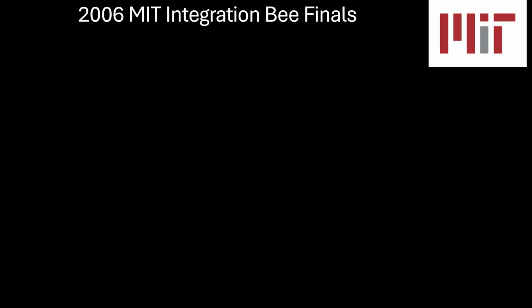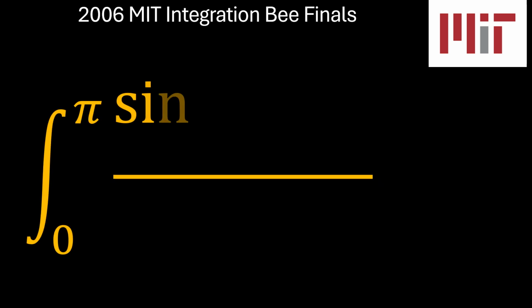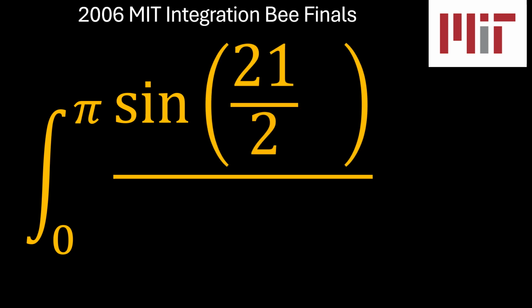On to problem number 3 of the 2006 MIT Integration B finals. This is an interesting problem. A definite integral from x equals 0 to x equals pi of sine of 21 over 2 x over sine of x over 2.